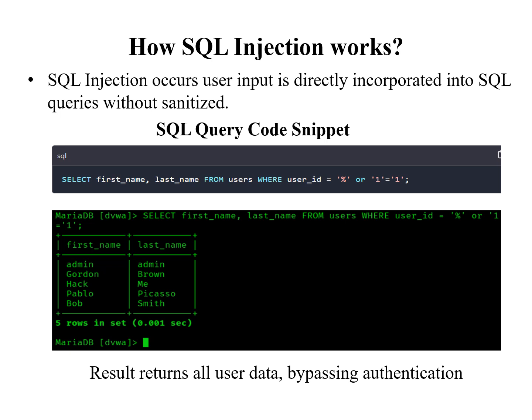Here you can see an example of a code snippet: select first_name, last_name from users where user_id equals '%' or 1 equals 1. Here 1 equals 1 means the attacker will bypass the authentication, because it always returns true, and it may extract data from the application server. You can see the result output here, obtained by bypassing the authentication.